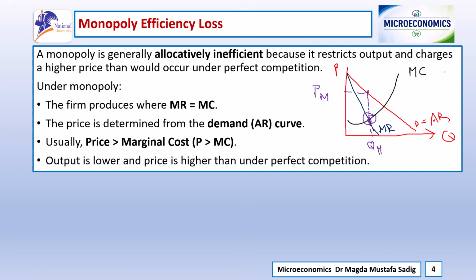So remember the key relationship under monopoly: marginal revenue equals marginal cost determines the output. Price is obtained from the demand or average revenue curve. Usually price is larger than marginal cost, and compared with perfect competition, output is lower and price is higher. Let me show you how.